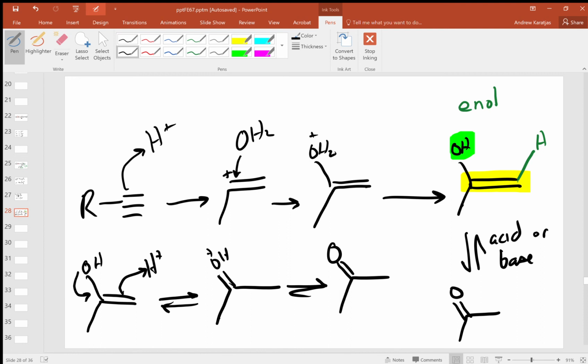And for most cases, you can't really stop this second half of the reaction, the enol converting into the carbonyl, from taking place. Again, under either acidic conditions or basic conditions, this is an equilibrium. And it's an equilibrium that, under most circumstances, very strongly favors the carbonyl.